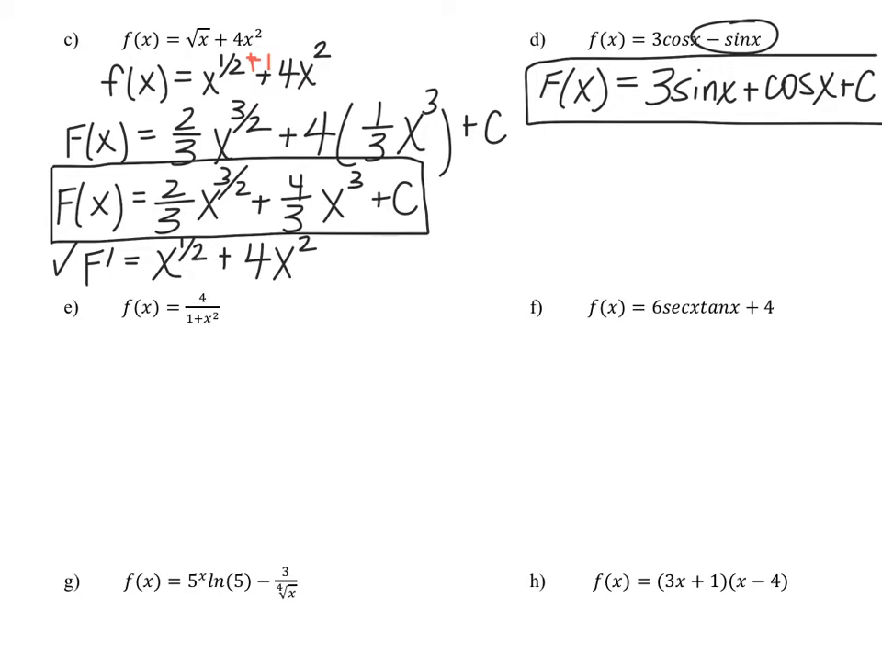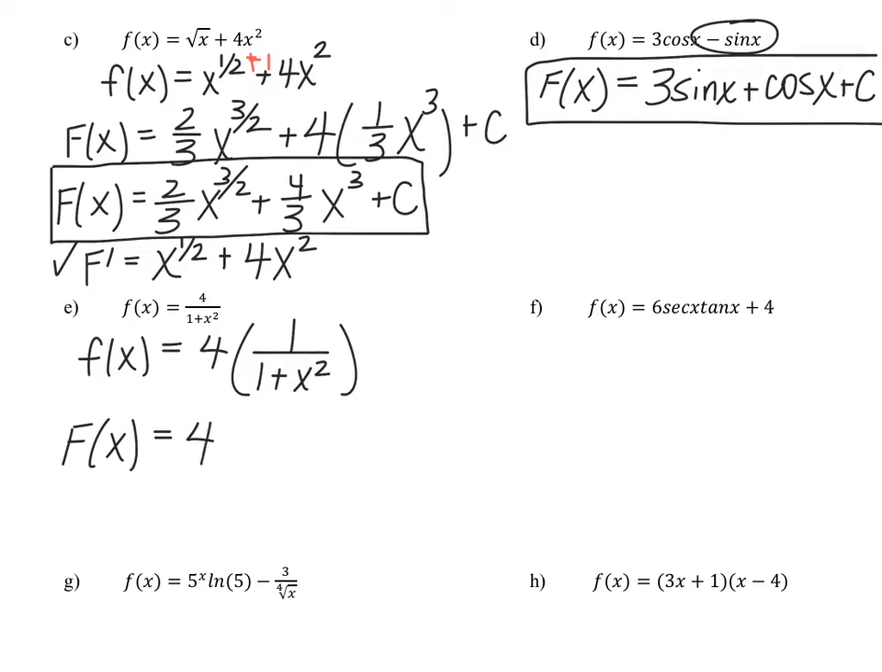Same with e here. Our function is 4 divided by 1 plus x squared. So in this case, my coefficient, like I've been showing you, where you just leave the coefficient in front, I would do the same here. My coefficient really is a 4. So this could be rewritten as 4 times the quantity 1 over 1 plus x squared. So when I compute the antiderivative, I'll just leave the 4, which is my coefficient, and then my task is to see if we remember what function had a derivative that was 1 over 1 plus x squared.